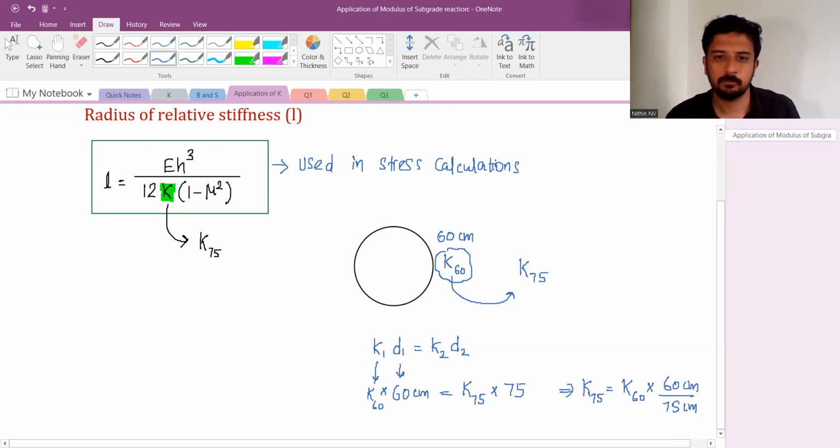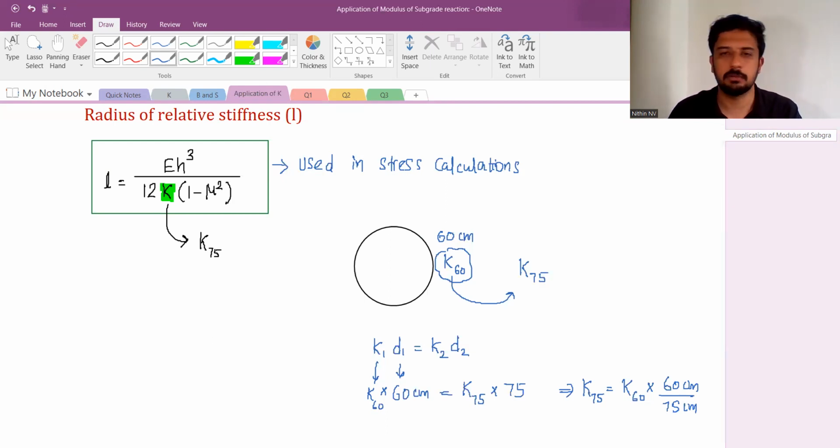Okay, so we can do a question also. Three different questions we are going to solve: level 1, level 2, level 3. So this is kind of a level 3 question, which we will be solving as the third question.